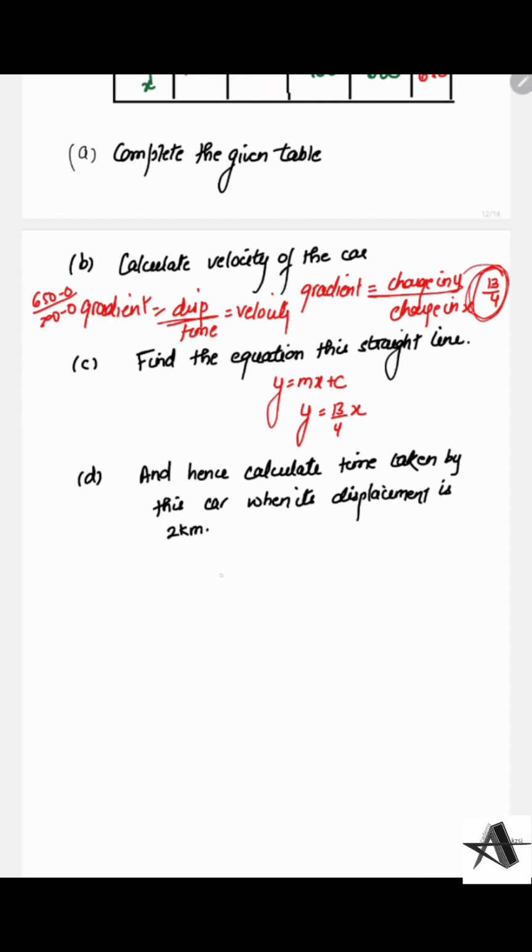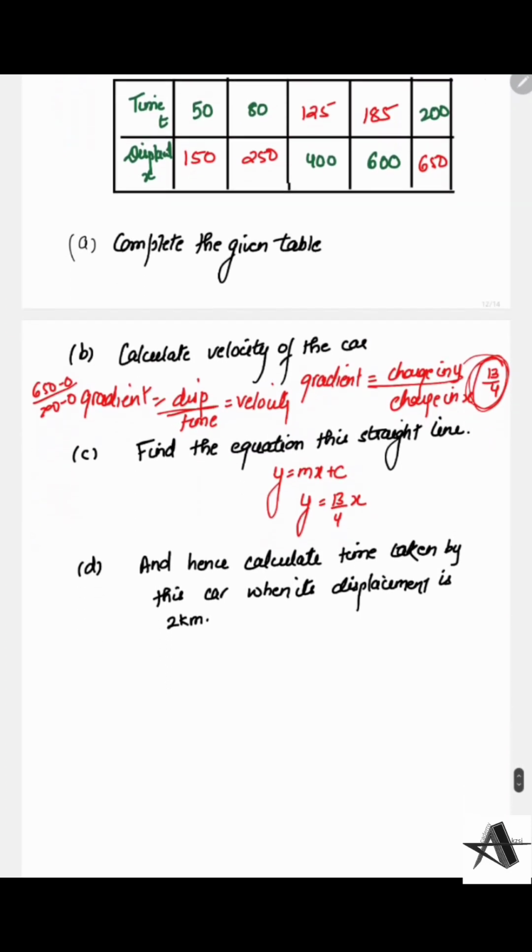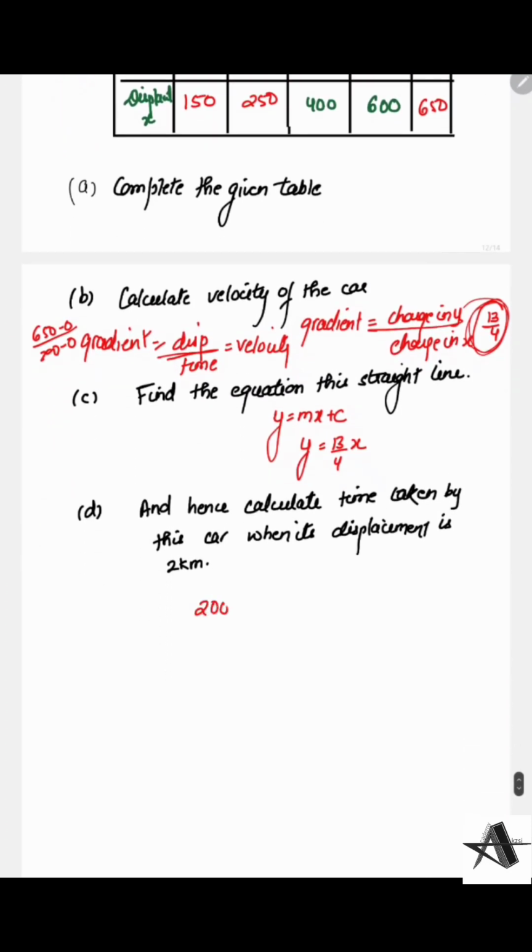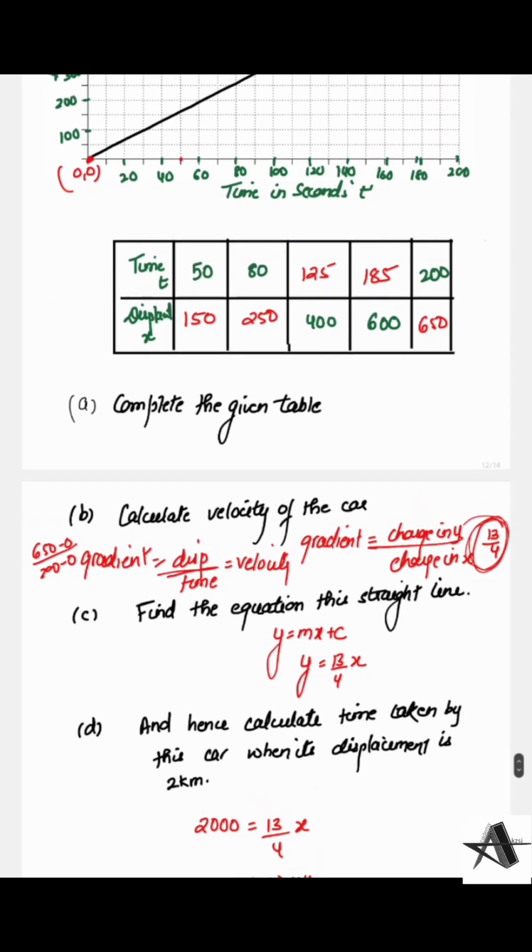So y is in meters. Let me convert kilometers into meters. 2000 is equal to 13 over 4 x. So x is 2000, I just cross multiplied, simple, 2000 into 4 over 13. And you will get your answer as 615.4 seconds. It will take 615.4 seconds to cover a displacement of 2000 meters, or you can say 2 kilometers.